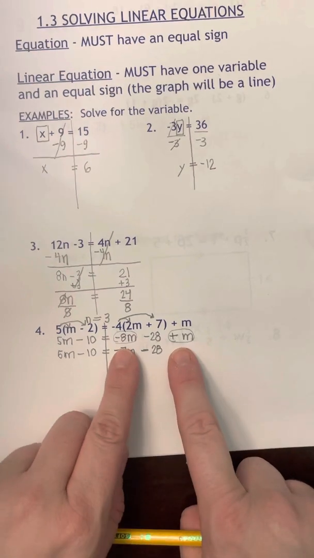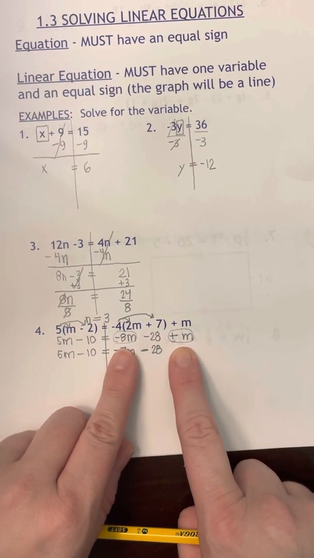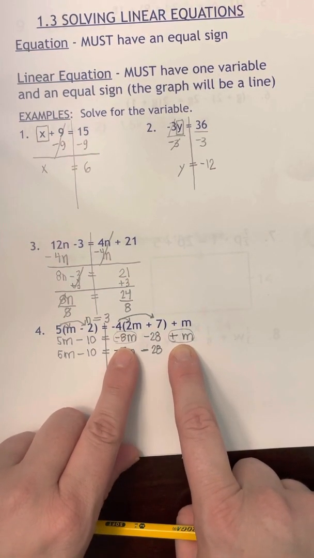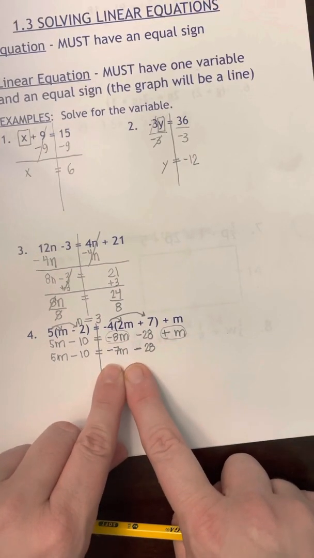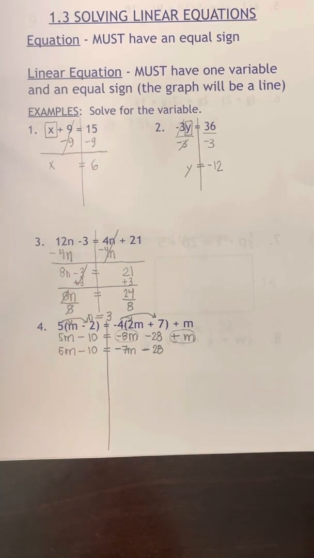So when they are on the same side, you do not do opposite operations. You do what you see. I saw negative 8 plus 1. That's how I got the negative 7. If they're on the same side, do not do opposite operations.